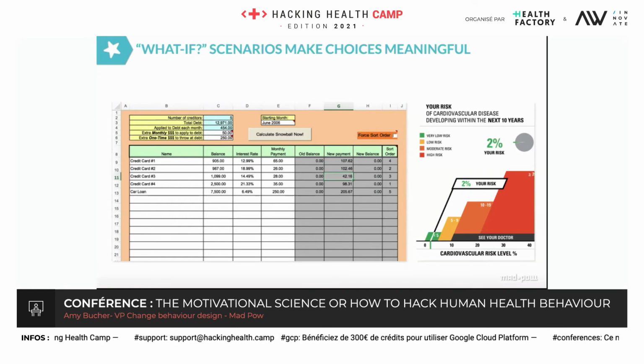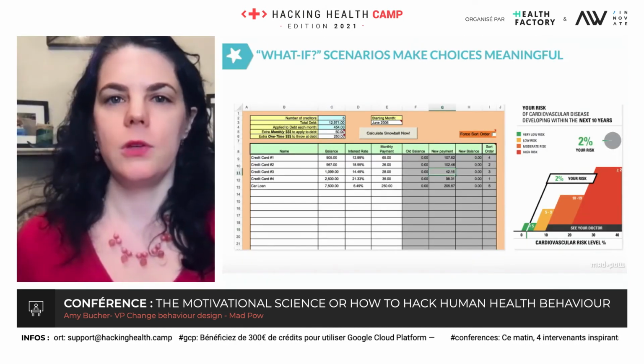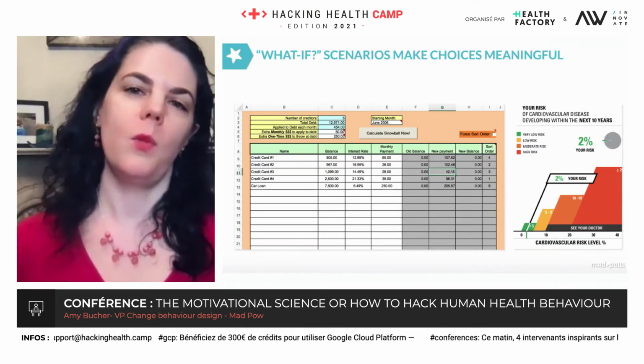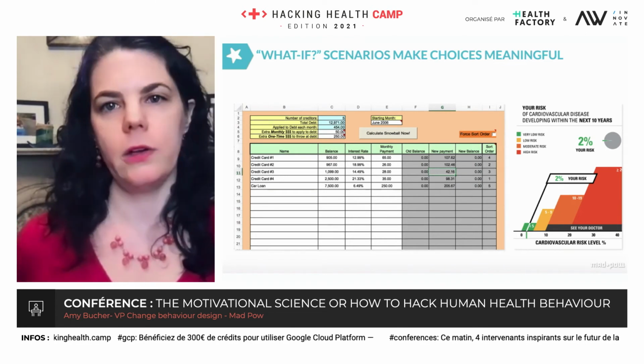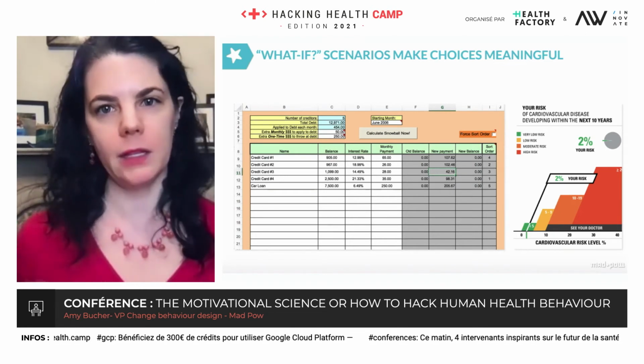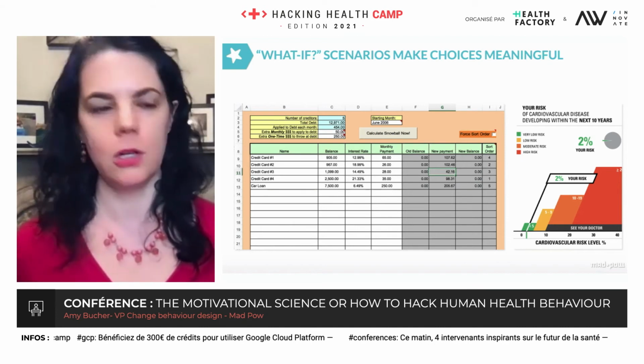And then the other one is a cardiovascular risk tool that lets you see how different behavior changes might affect your risk level. Both of these tools do the same thing at their heart, which is they allow you to say, what if? And then based on what you learn, you can make an informed decision. This sort of scenario can be very helpful to people when they're balancing different health decisions and they're not sure which one to take.